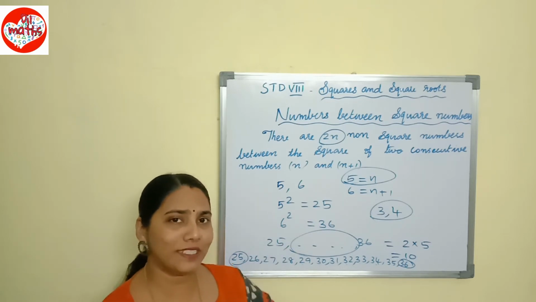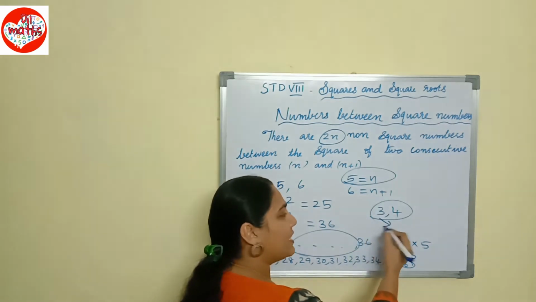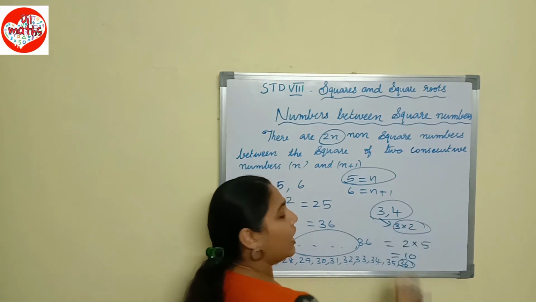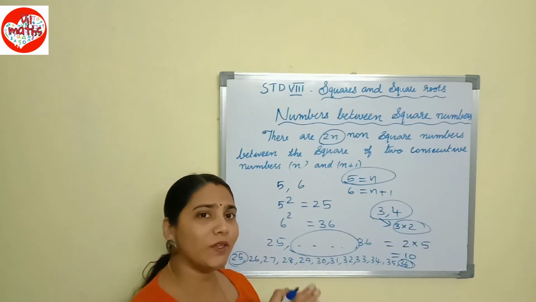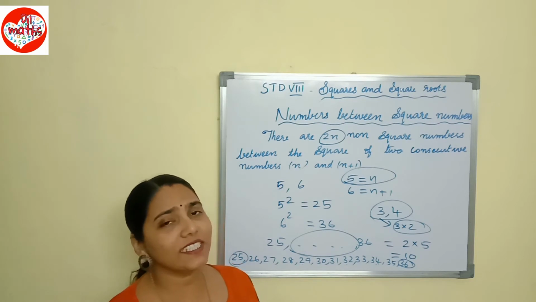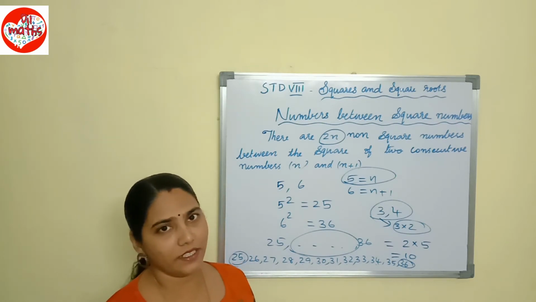For that, what should you do? Simply multiply this 3 with 2. Then how many will you get? 3 into 2 is equal to 6. So in between 9 and 16, a total of 6 non-square numbers are there.